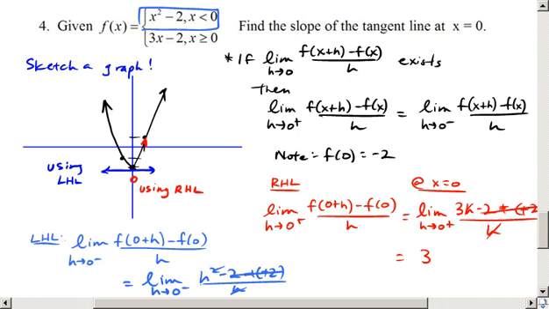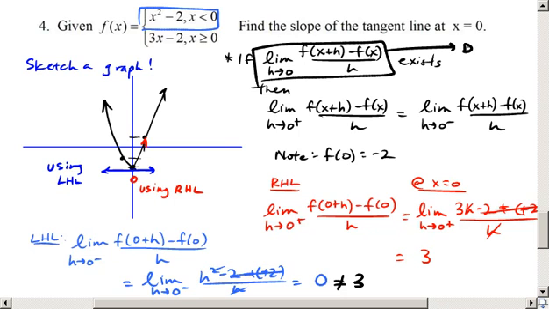Alright, so since 0 does not equal 3, this limit does not exist. And so, find the slope of the tangent line. There is none.